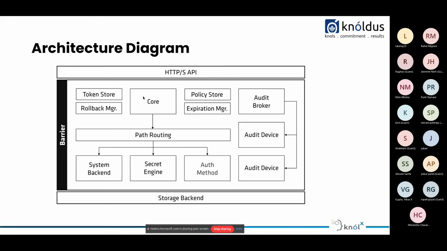Then when you hit the API, it is checked by the token store, whether you have a valid token or whether it has expired or not. The expiration manager manages the expiration of your token. Then after your token is authenticated, it will check the policy attached with your token. And once it is verified, it will route you to the particular secret engine, depending on which secret engine you are using and what policy is attached with your token.